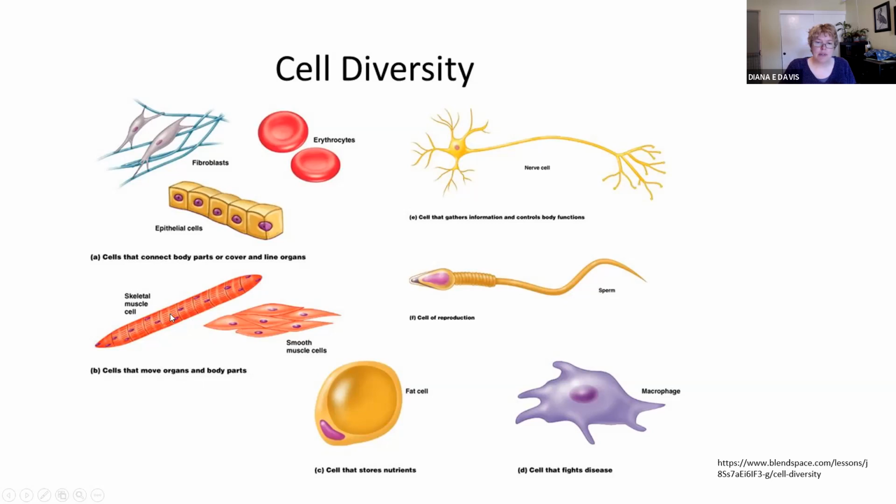Skeletal muscles tend to be very long and thin. Sperm, of course, very complex shape. This is an immune system cell. It's kind of amoeboid, like an amoeba. It's got all these projections. Folds and extensions of the cell membrane can increase surface area for a better surface area to volume ratio.